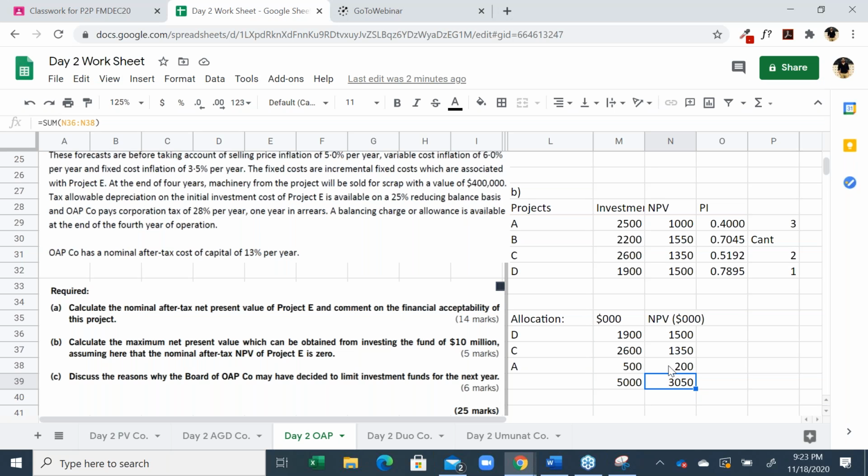And Anusha, we just simply need to multiply the amount of investment in A with the per dollar NPV that we'll be getting. We calculated previously that if we invest $1 in project A, we will be getting $0.4 of NPV. And if we are investing $500,000, how much NPV are we going to get? We just need to multiply with 0.4.